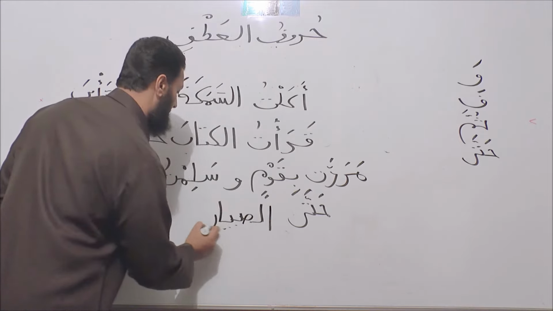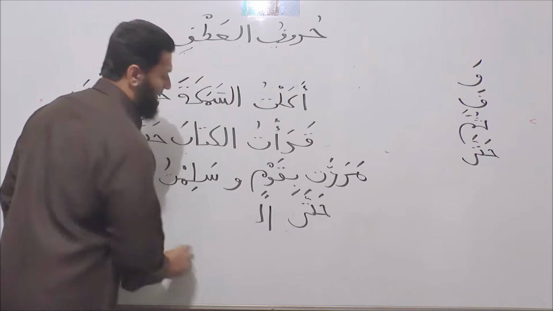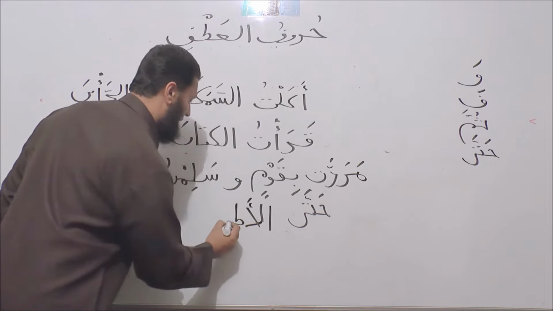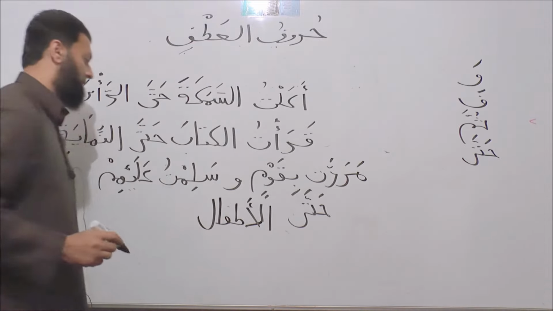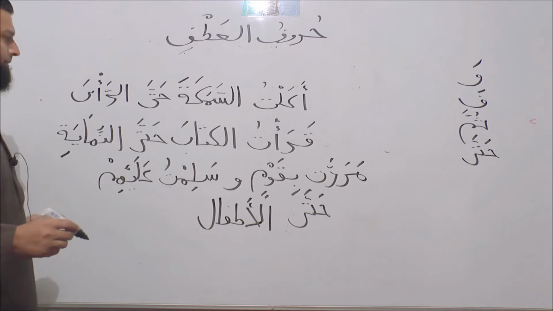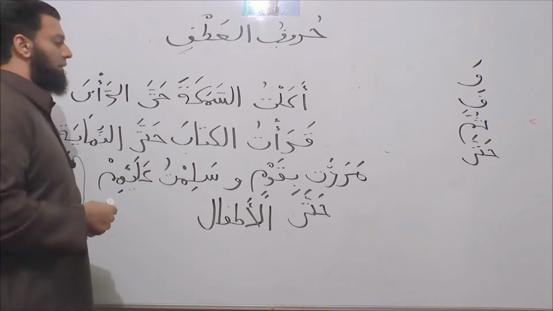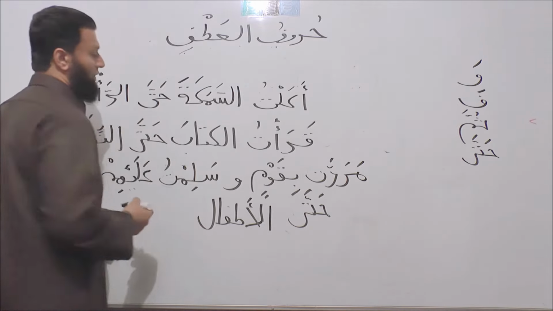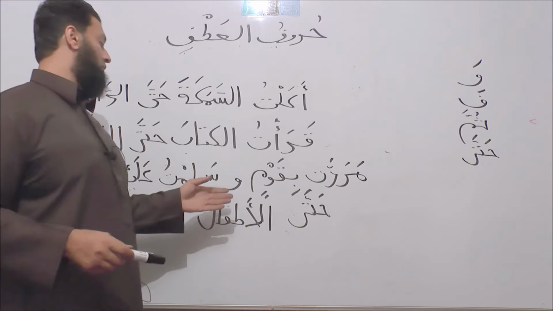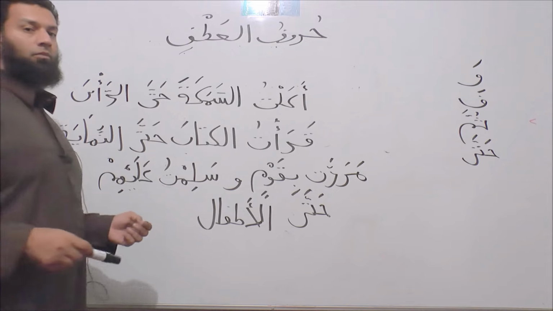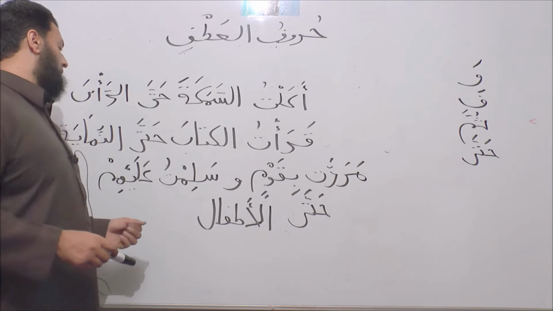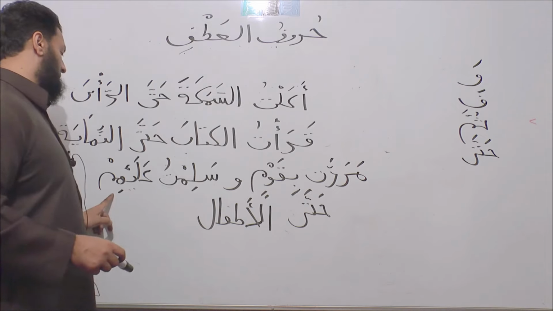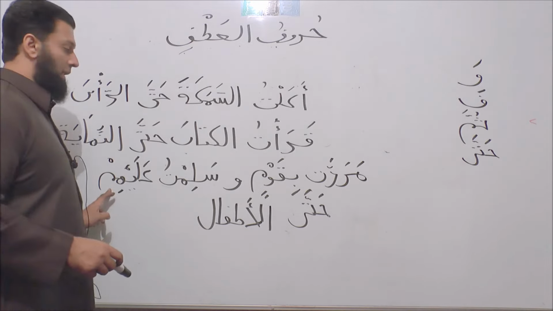Actually, rather than using الصبيان, we'll use حتى الأطفال, because الصبيان are very young children. الأطفال. Even the children? Is that what it means? حتى. Right. So now, yeah, Muhammad. مررت بقوم. So I passed by people, a group of people. وسلمت عليهم. And conveyed salams upon them. عليهم, on them.